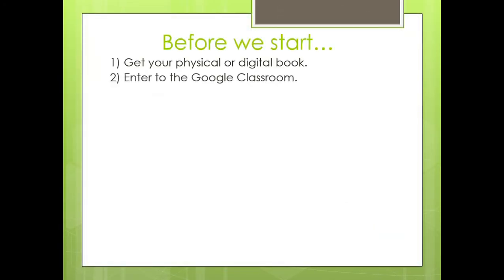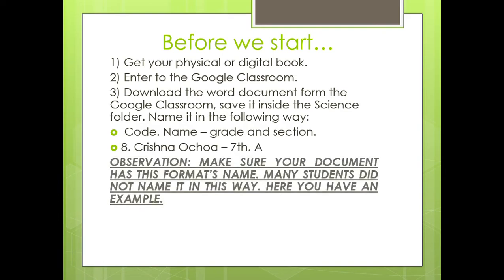And before we start, we just have some general instructions. Those are things that you did already in the last class. But just to refresh your mind, number 1, get your physical or digital book, enter the Google Classroom, download the Word document from the Google Classroom, save it inside the science folder, and name it in the following way. Add your code, your name, grade, and section. For example, code will be number 8, name, Krishna Ochoa, grade and section 7th A.